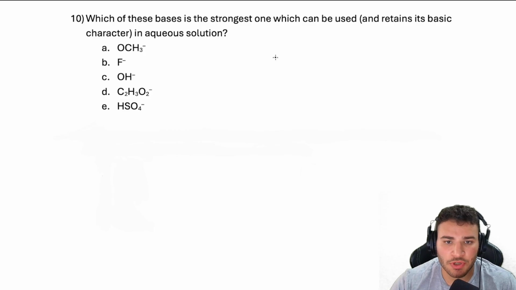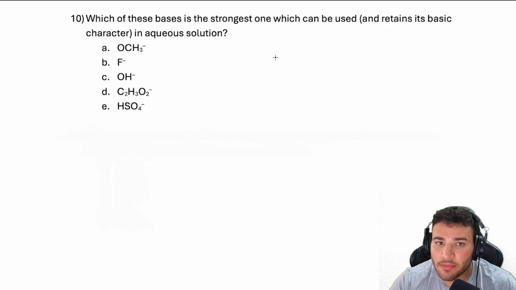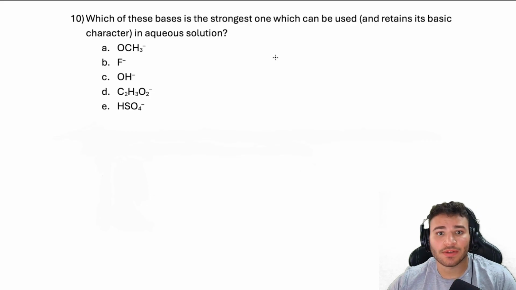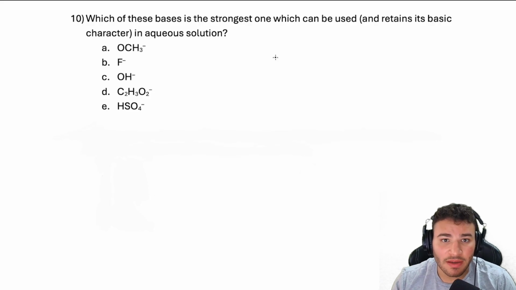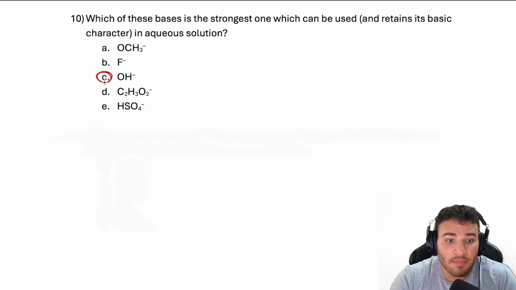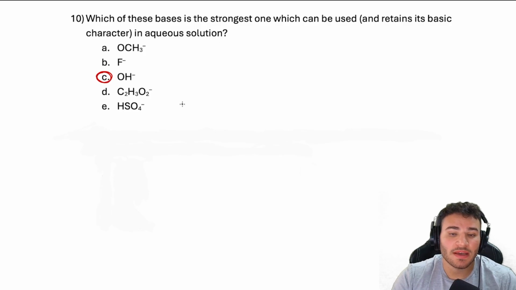In question 10, we're asked which one of these bases is the strongest one which can be used and retains its basic character in aqueous solution. Even though we could have strong bases and strong acids, in a solution some of the water molecules will be deprotonated to form OH, which can act as a base. So the bases in the solution are limited in their strength by water, because the OH is actually what's becoming the base. And so the strongest base that can actually exist in solution is the OH.